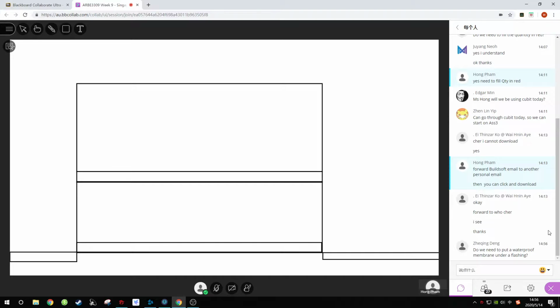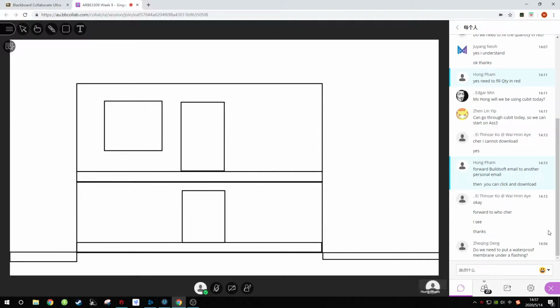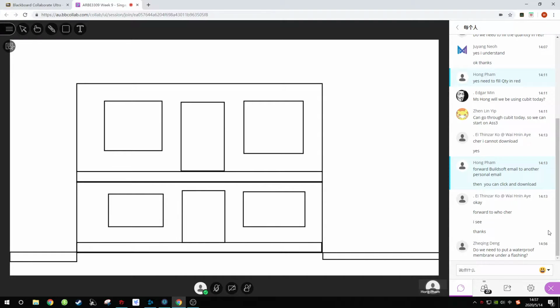So let's say this is my house, or your house. This is a door, another door here, another window here. Remember, flashing is only required when you have cavity walls. If you have a solid wall, you only need something called a damp-proof course, which just lays in between the brick. But if you have cavity walls, you will need flashings.